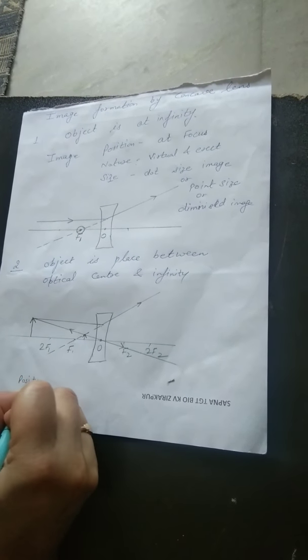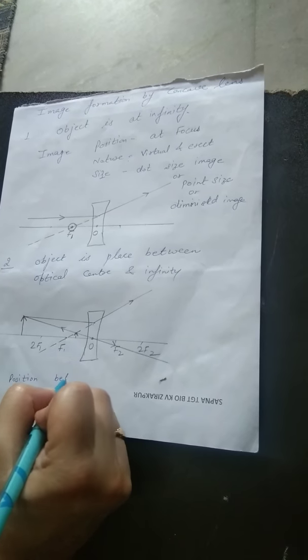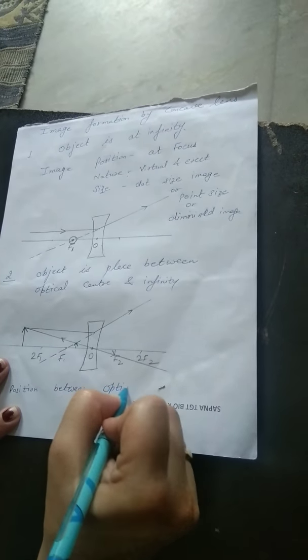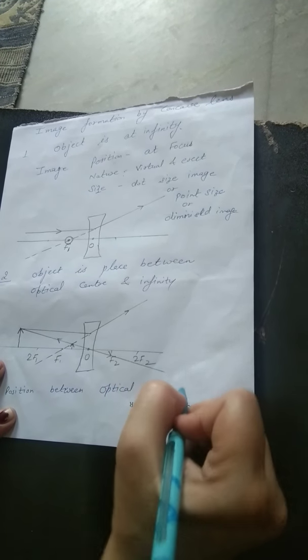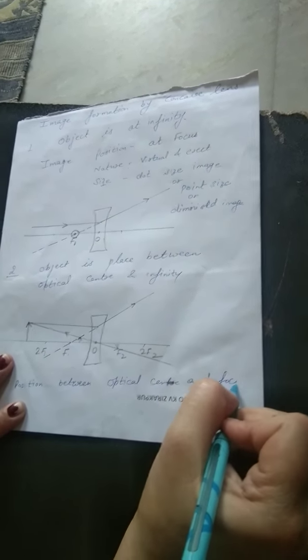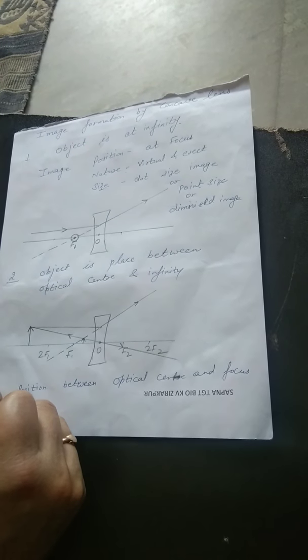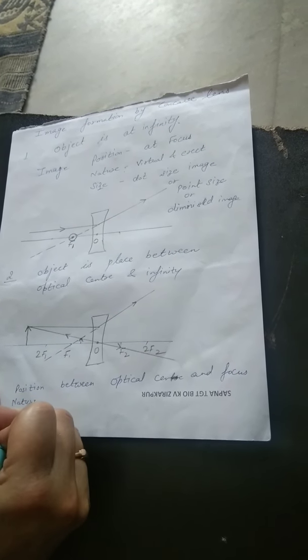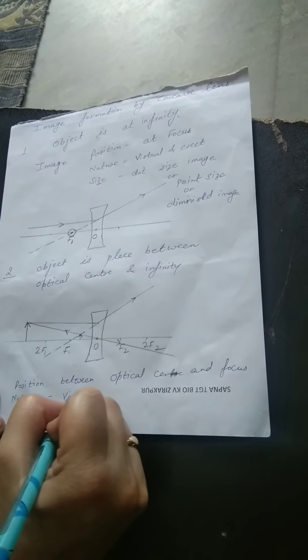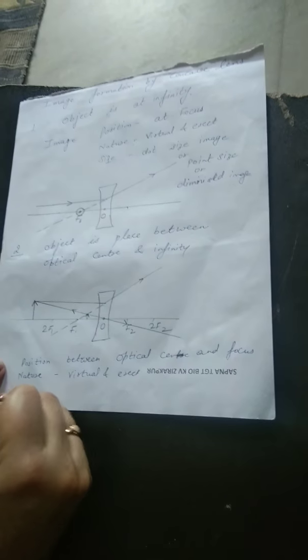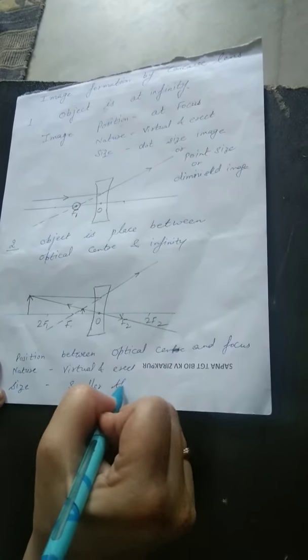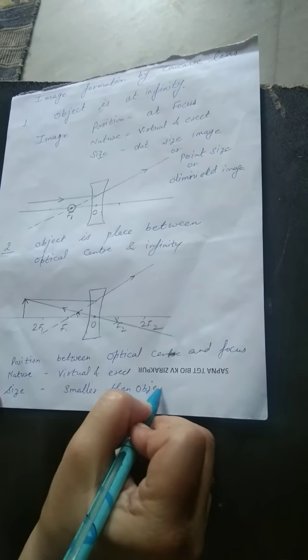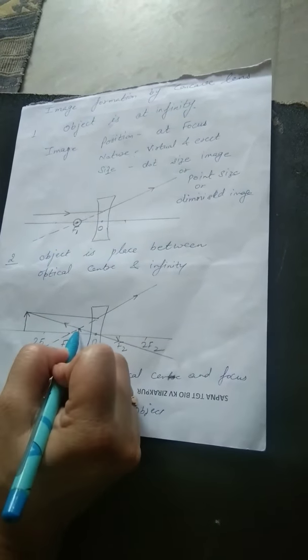Position of the image is between optical center and focus. And second is nature of the image, virtual and erect. And third is size of the image, smaller than object. You can see height of the object is this and height of the image is this.